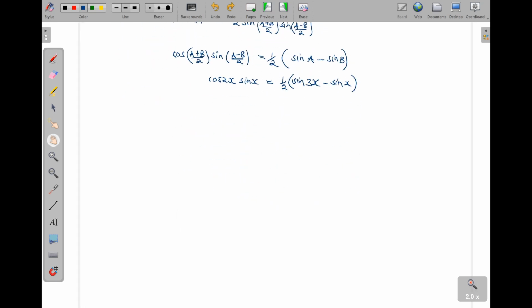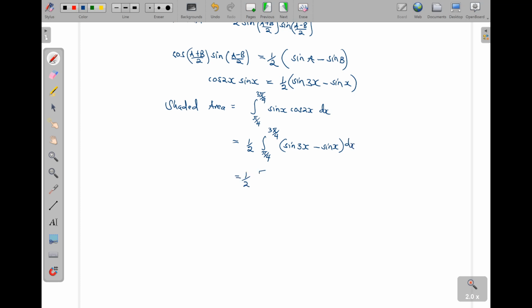So our shaded area, remember we are integrating from pi over 4 to 3 pi over 4, and we are having sine x, then the cosine of 2x with respect to x. Now I will have a half outside here, then pi over 4, 3 pi over 4, then put this sine 3x, then minus this one here, the sine of x dx.